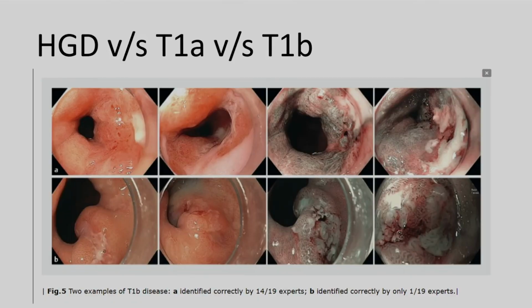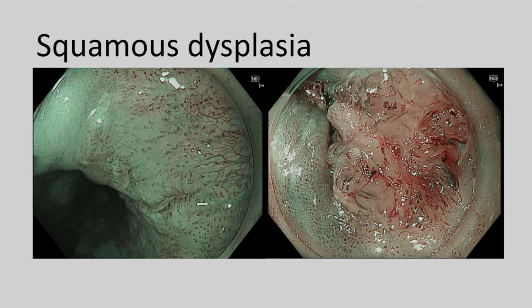Identifying a T1B lesion is better because you do have pathological hallmarks saying that this is actually shouting out like a cancer. That is fine. But if you're trying to differentiate between T1A and T1B, no, we are not so good. What about squamous dysplasia? It is a different beast altogether.